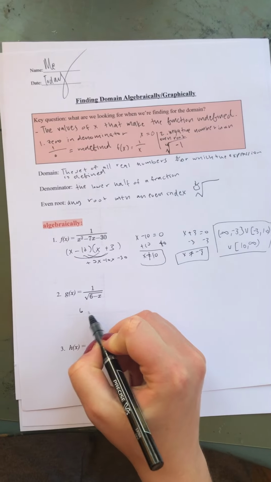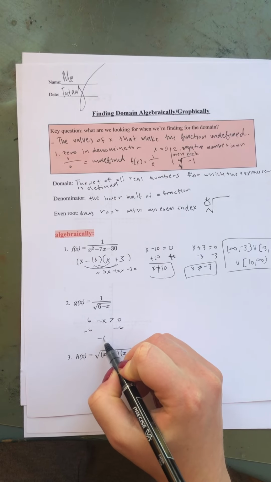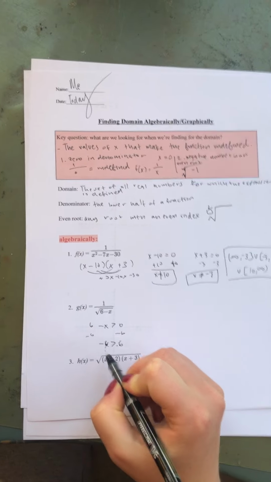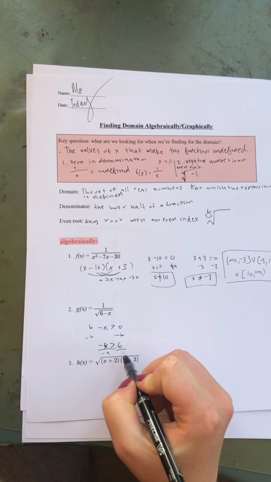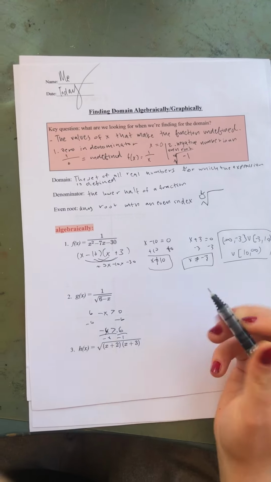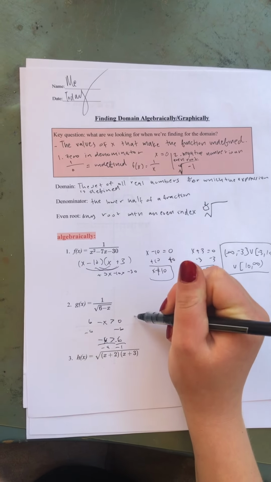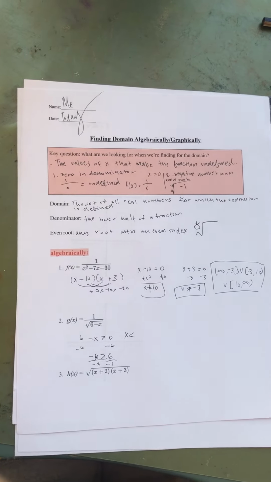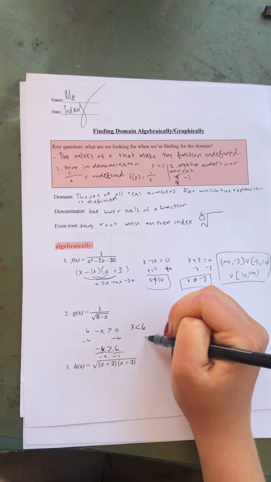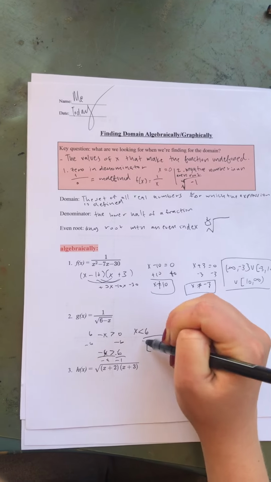So we're going to set 6 minus x greater than 0, minus 6, negative x is greater than negative 6, and then when we divide by a negative number, we have to swap the sign with inequalities, for reasons I will never understand. So it's x is less than 6. So writing that in interval notation is negative infinity to 6. And that is that problem.